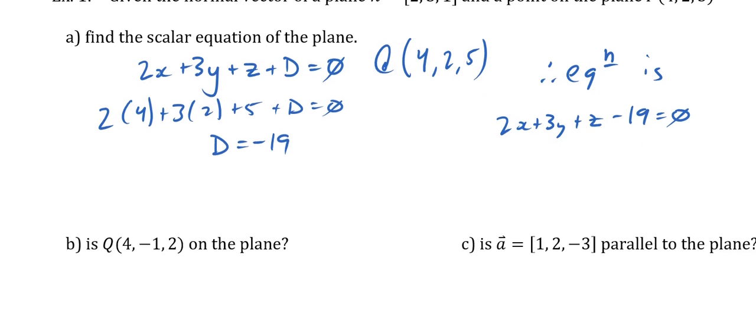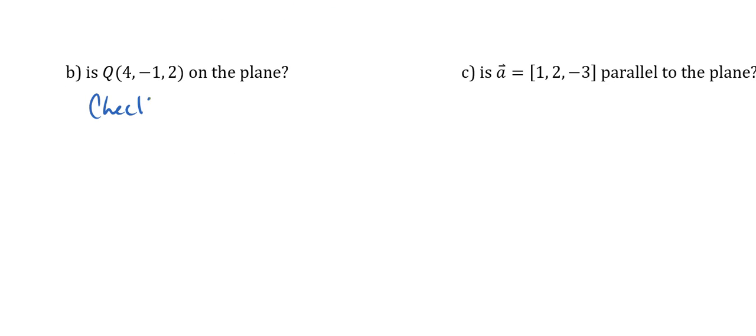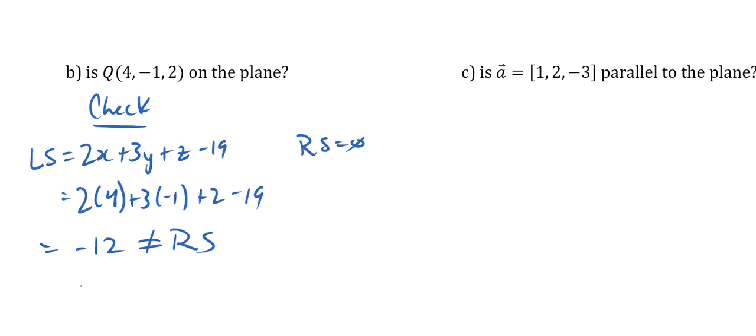Is this point on the plane? What am I going to do for that? Yep, simple as that. Left side, right side, check. And I believe this works out to negative 12. Is that right? Which does not equal the right side. Therefore, Q is not in the plane.